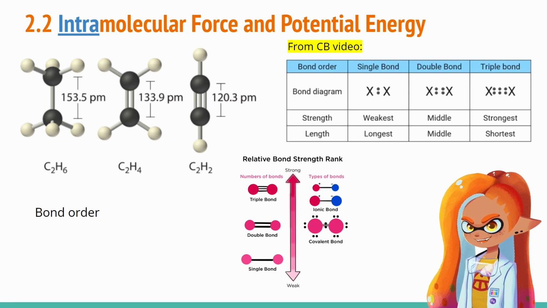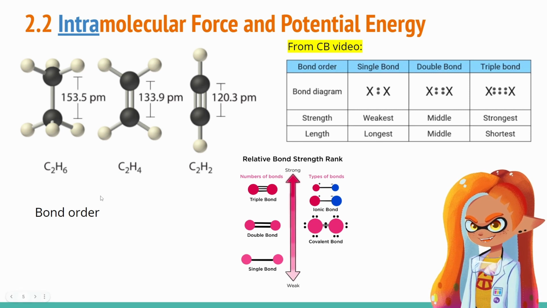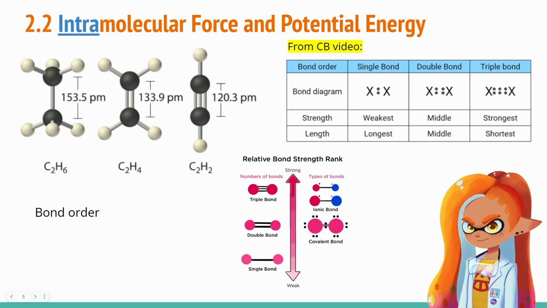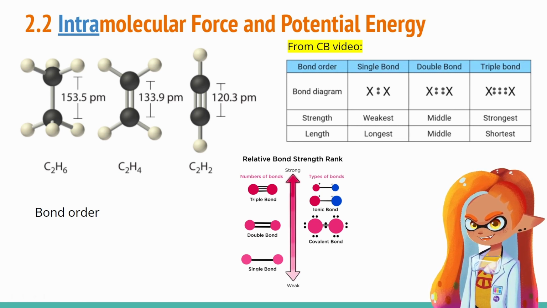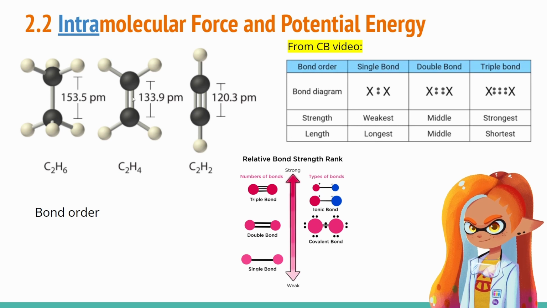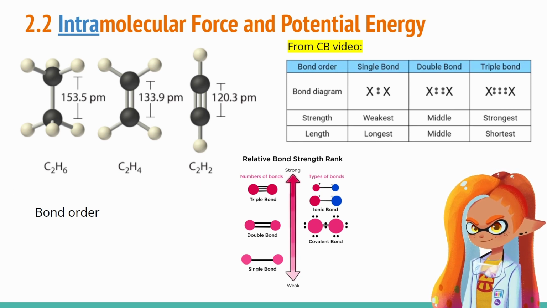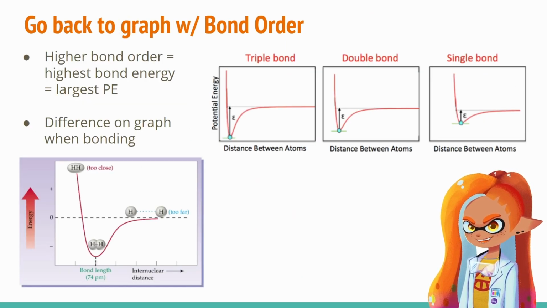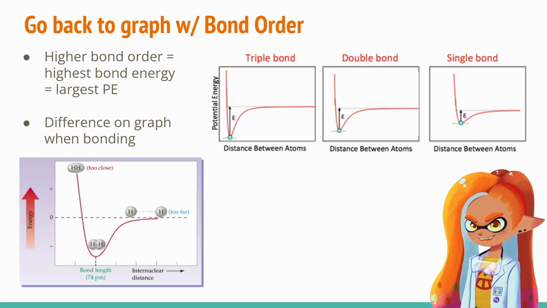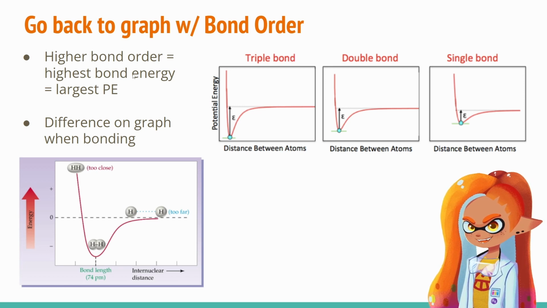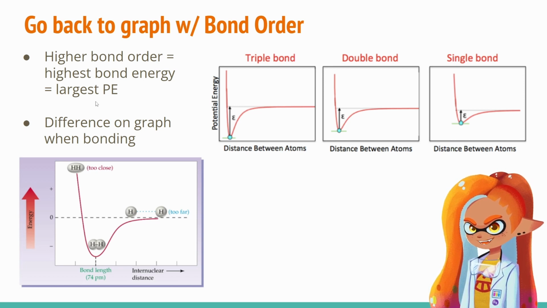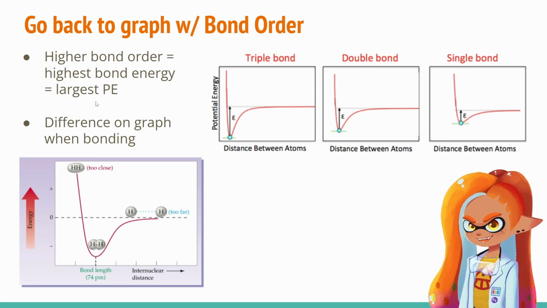We also need to know this term, bond order. The bond order is literally the number of bonds. This can get complicated real quick because at first it sounds very intuitive: we got first order, second order, third order. But it gets way weirder when we have to think about a whole molecule. You'll see what I mean later. So going back to the PE graphs with bond order, we're talking about simple bond order for now. You can see that higher bond order has the highest bond energy, which is the largest potential energy. We can see that literally in these graphs.